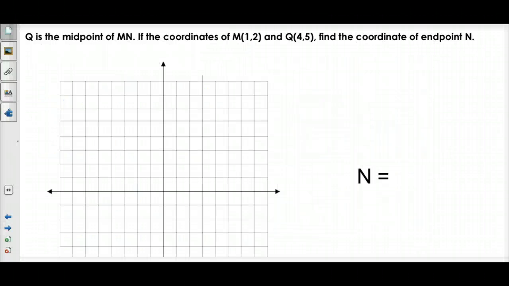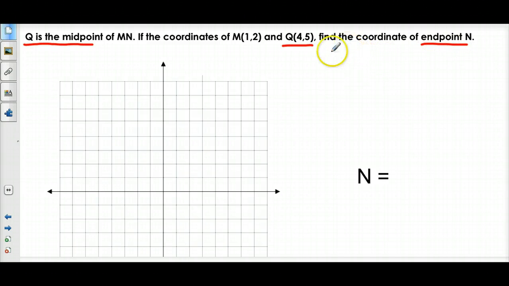Okay, these are slightly different problems, and just try to take a look. You'll see what the difference is. Q is the midpoint of MN. All right, it's looking the same. If the coordinates of M are (1, 2), and Q is (4, 5), what is the coordinate of the endpoint N? Did you see the difference there? What has been given to us is the midpoint. They gave us Q, which is our midpoint, and we're actually trying to find the other endpoint now, not the midpoint. So how do we do this?